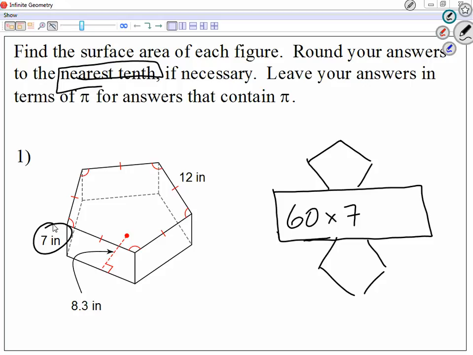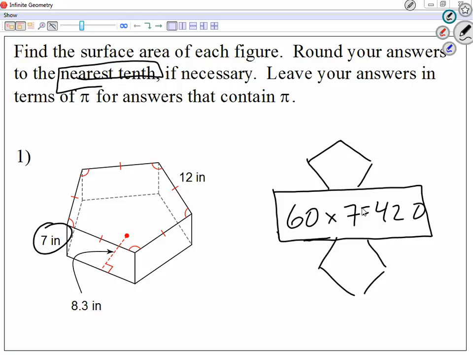And remember, the 60 is the perimeter of the pentagon. Each side is 12. There are 5 of them. So the perimeter is 60. Remember, the perimeter of the pentagon times the height of the prism. How much is 60 times 7? 420. So the area of the rectangle is 420. If I'm thinking of a prism, the area of the sides, I'm going to have 420.